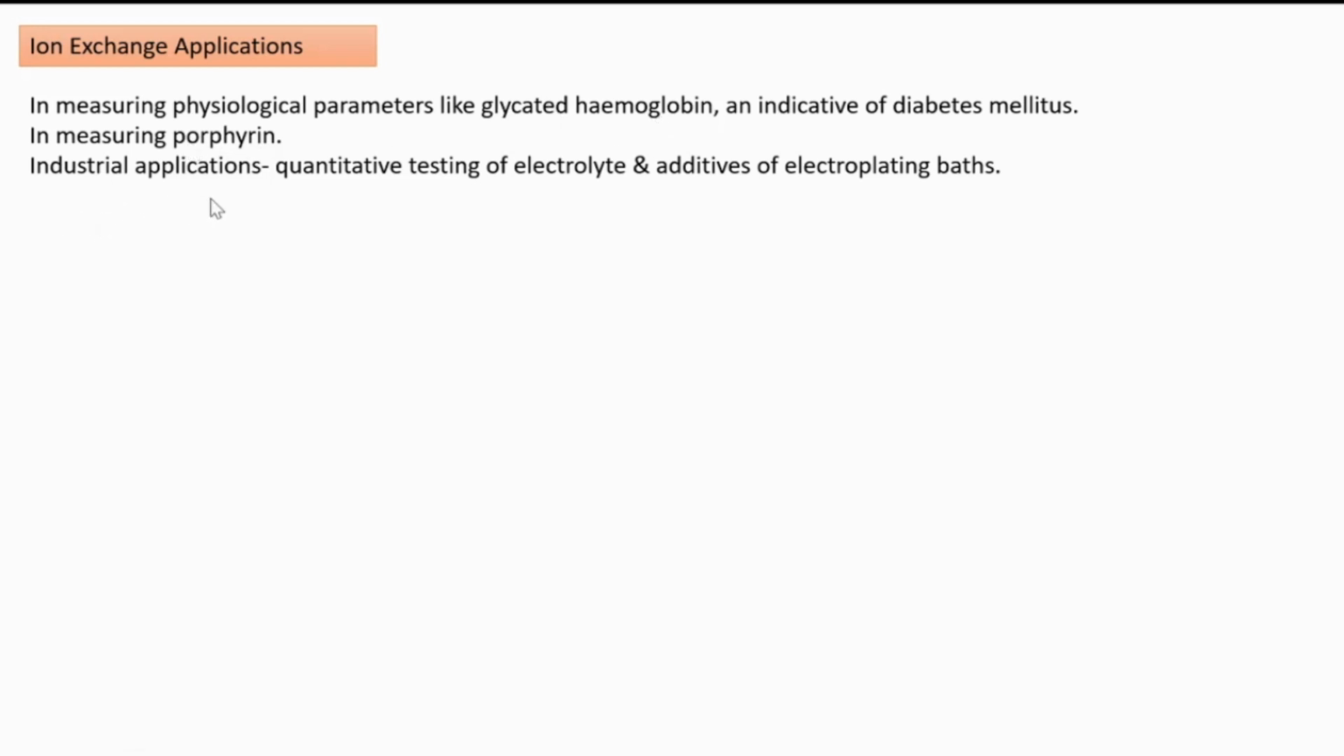Then industrially also there are applications, for quantitative testing of electrolytes, such as those used in electroplating baths. Electroplating means a process of coating a metal layer over some things. That process is called electroplating.